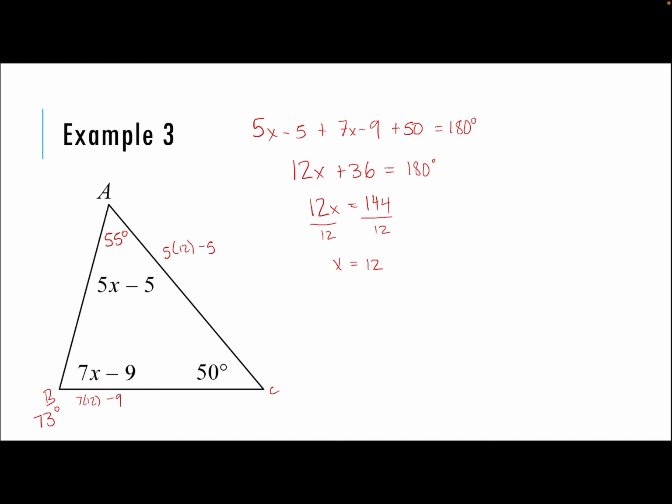So x is 12. 5 times 12 is 60. 7 times 12 is 84. I'm sorry, that should be a 75, not 73. That should be 75 degrees. So now if you go back and check, you get 75 plus 55 plus 50. And again, that's going to give us 105 plus 75. That equals 180 degrees. And that is how we know our value of x is correct. Our three angles add to equal 180 degrees.